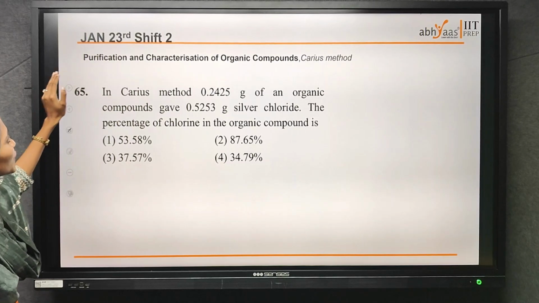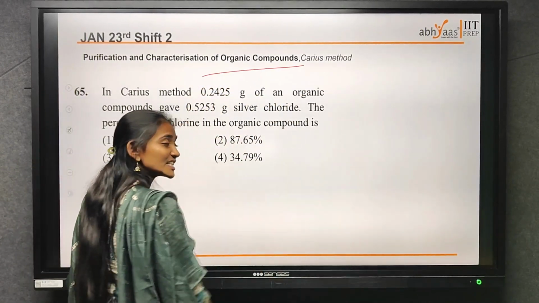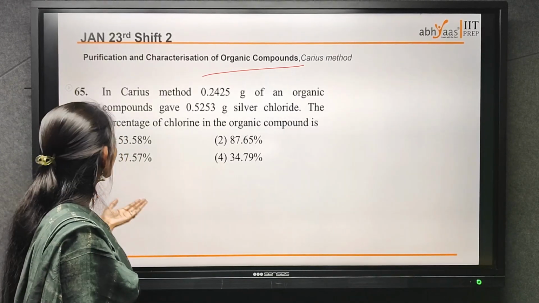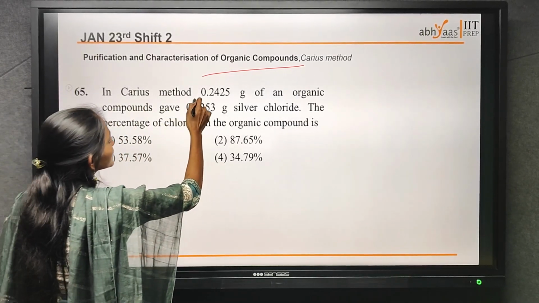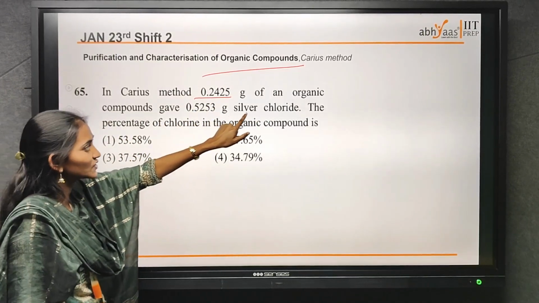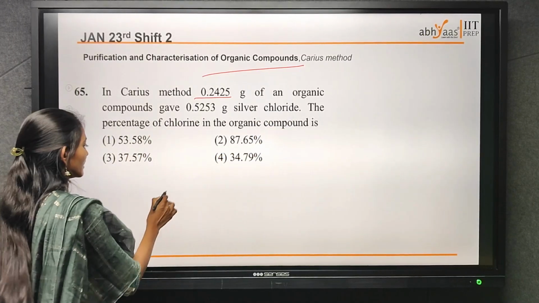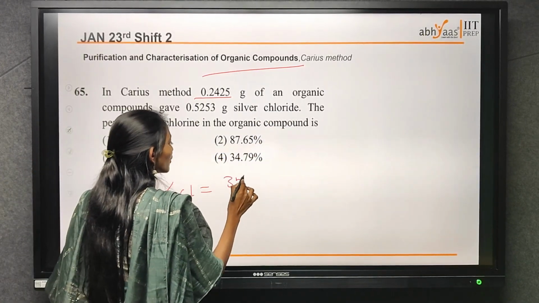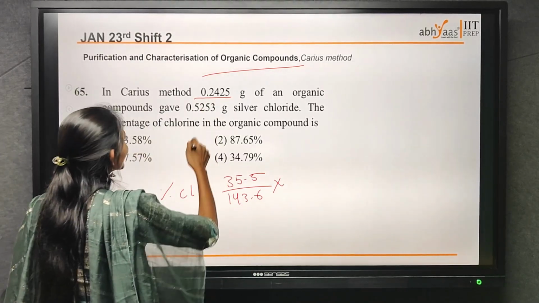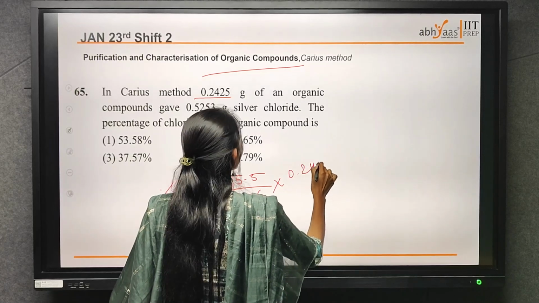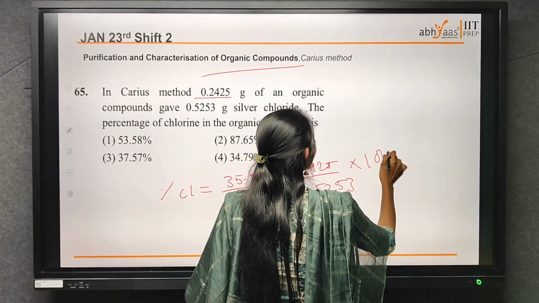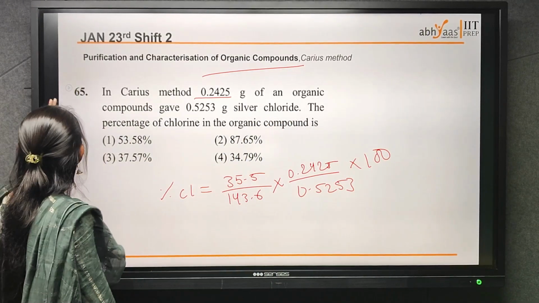Moving on to the next question, purification and characterization of organic compounds, which is the Carius method. Every year we are getting the Carius method, percentage of nitrogen method, like that they are asking, right? So here also they gave that in the Carius method, 0.2425 grams of organic compound gave 0.5253 grams of silver chloride. They are asking the percentage of chlorine. Very easy. Percentage of chlorine is 35.5 by 143.5 into the mass of silver chloride by the mass of organic compound, that is 0.5253 by 0.2425 into 100, then you will get your answer. Okay, nearest answer. Very easy one.